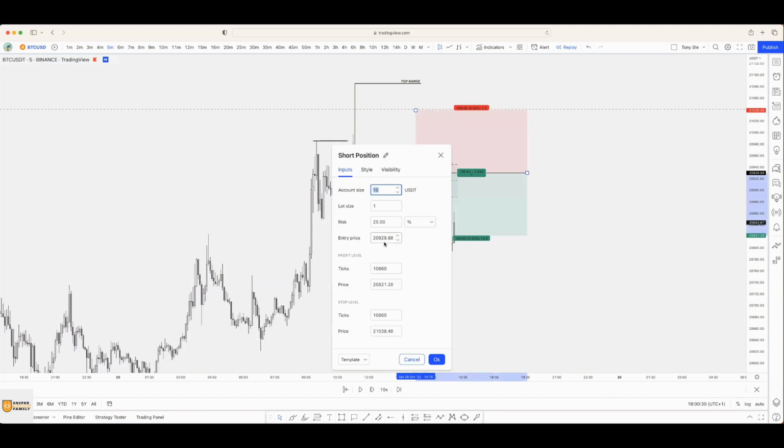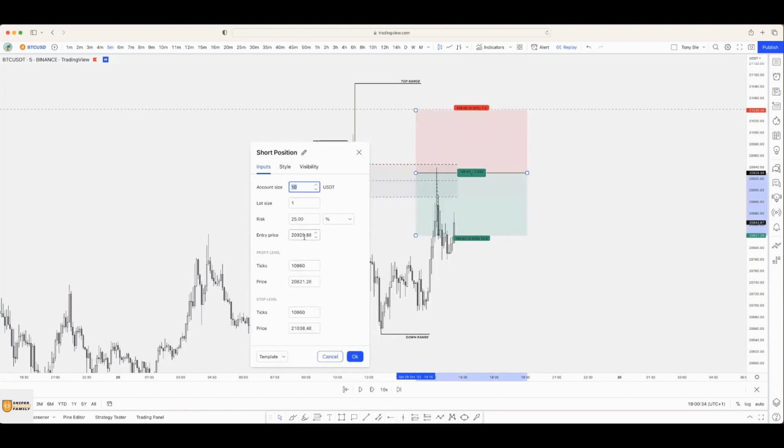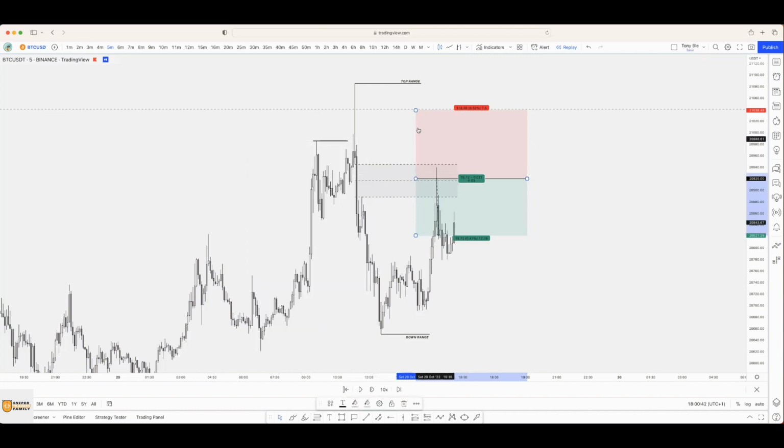Entries at 29.20. Let's go for 29.20. That's a 20 level. That's what I would have played. Okay, 29.20. Yes, and then stop loss, if you're playing the imbalance, right? Imbalance, how I like to play this.